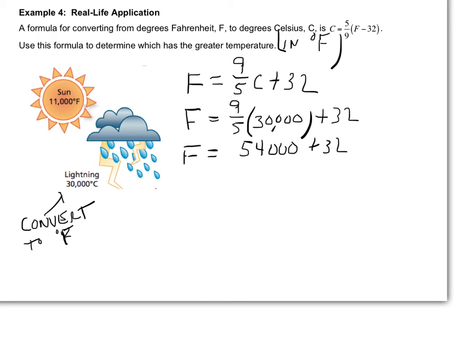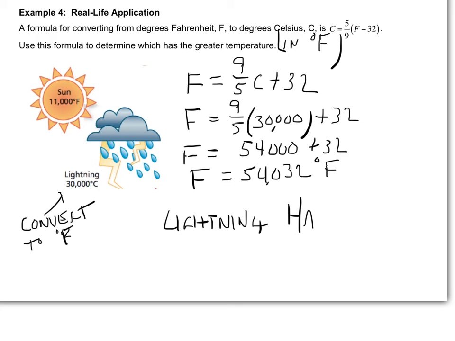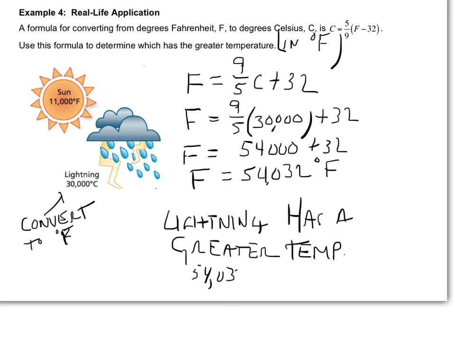plus 32. Now we're just following our regular PEMDAS here because we're not solving for a variable. We've plugged in our numbers and we're just going forward. So we get 54,032 degrees Fahrenheit. So lightning has a greater temperature, 54,032 versus 11,000 for the sun.